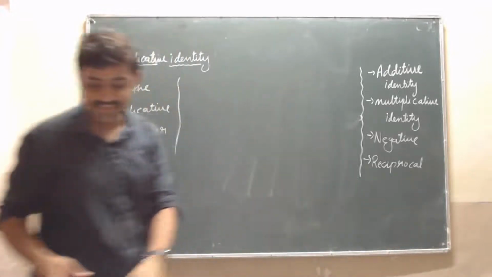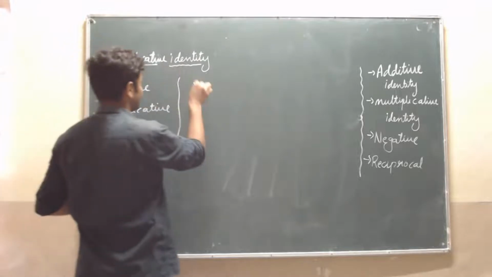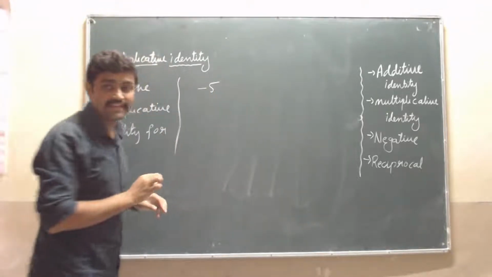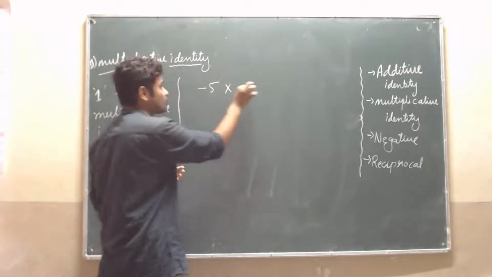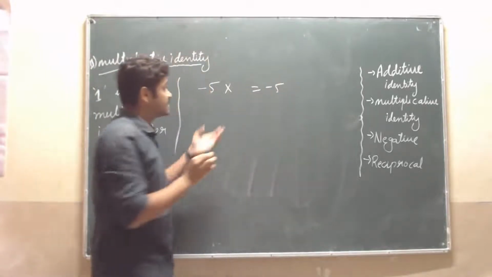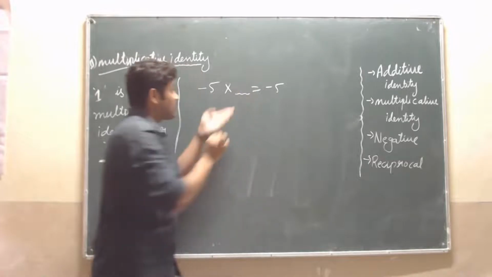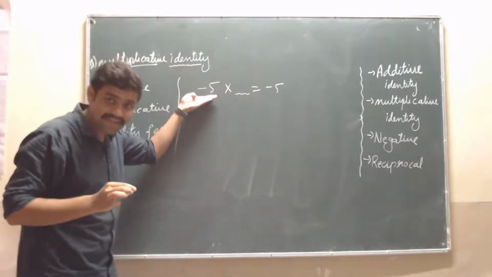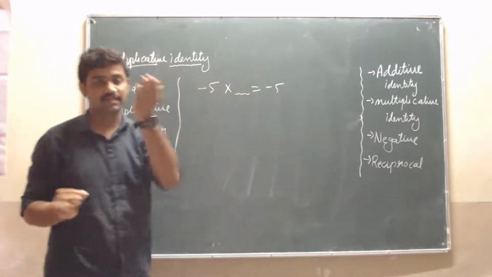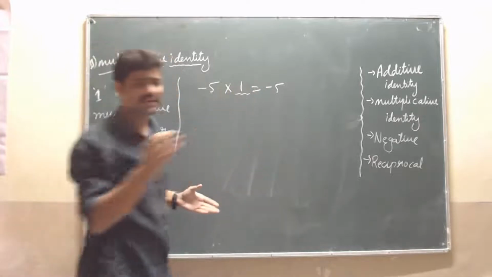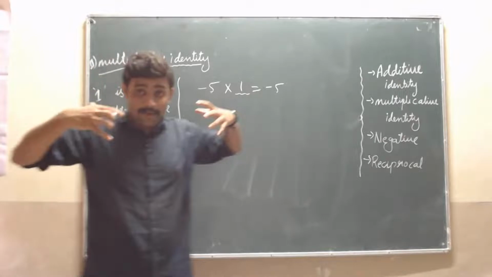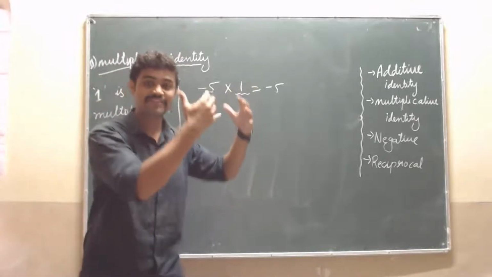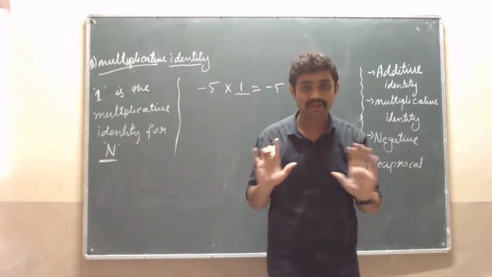We check with integers. That is -5, -5 is the integer. Then which number is multiplied to -5 to get -5? Sir, again it's a simple one. -5 ones are -5. If -5 is multiplied with 1, we will get -5 only.